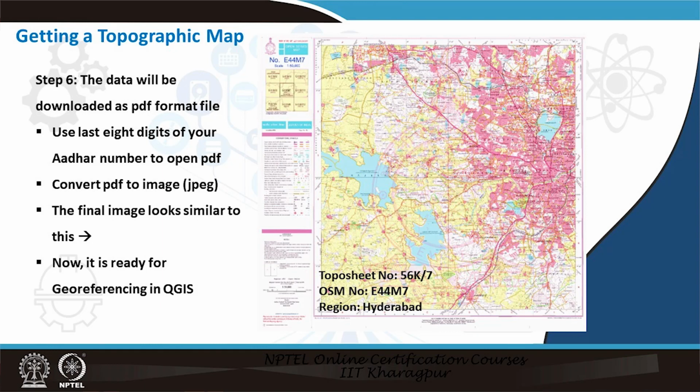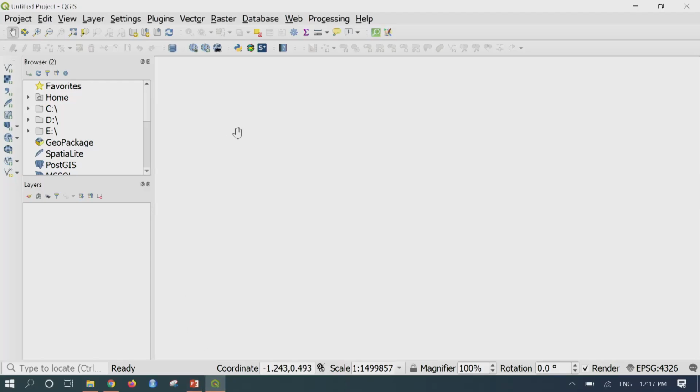Once the PDF is opened, you can convert the PDF into a JPEG image using any of the online conversion tools. Finally, the JPEG image looks similar to this, and now this JPEG image we can use for georeferencing in QGIS. So I have downloaded the topographic map for Hyderabad, and I have also converted the PDF to a JPEG image. Now let us see how to add this plain JPEG image into the QGIS interface.